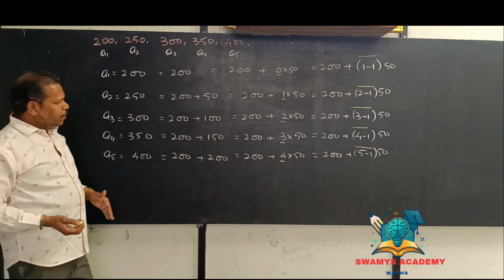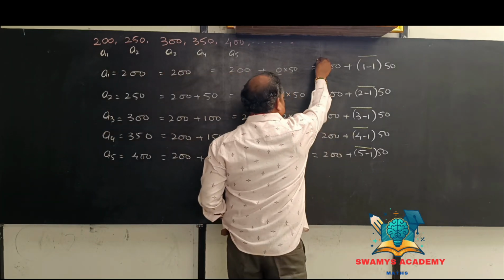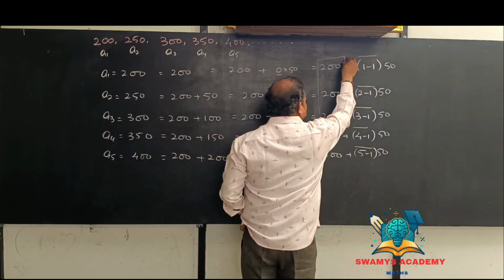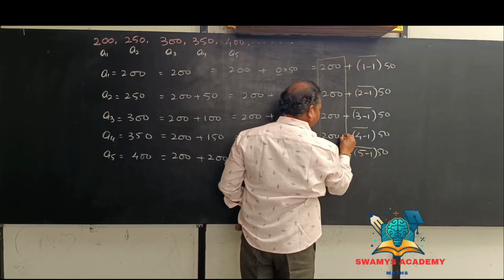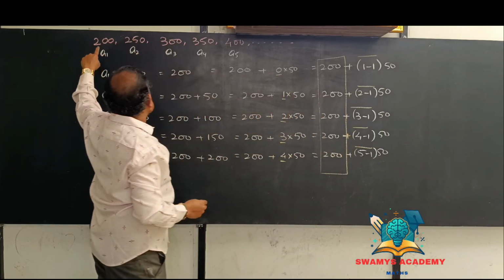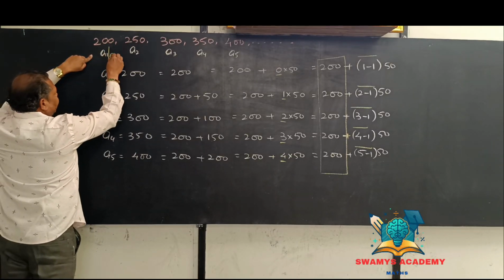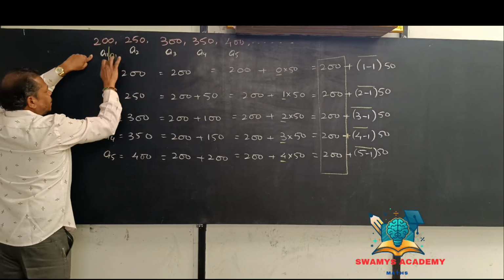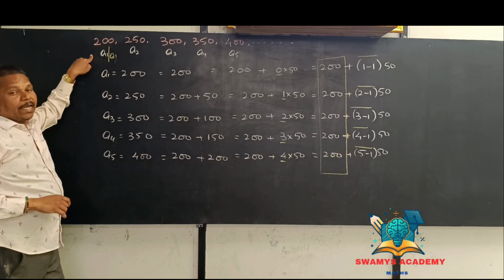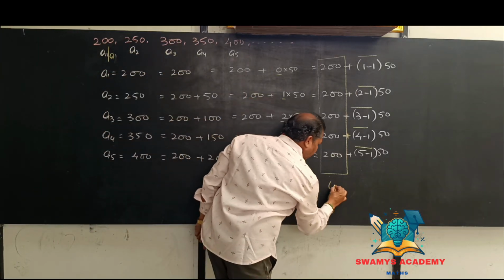Next, what means here? C1 we will come to know. So 200 is common here. Okay? 200 is common. That 200, which number is it? First term. So first term we'll take as A1 or A. So 200 is A.